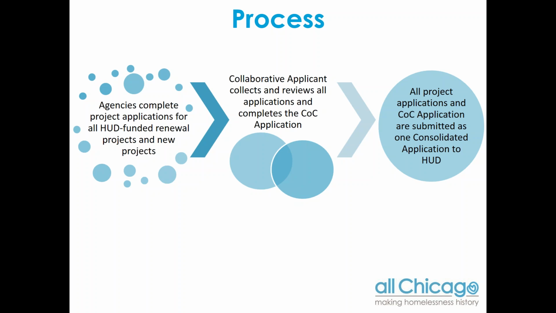In the middle there, you're seeing that the collaborative applicant, which is All Chicago, collects and reviews all the applications. In addition to that, we complete a large CoC application. And then lastly, all project applications and the CoC application are submitted as one consolidated application to HUD, and that deadline is later in September.